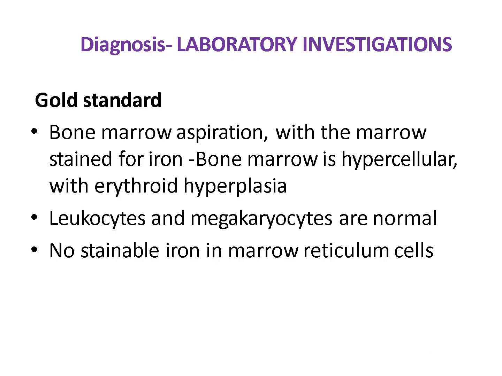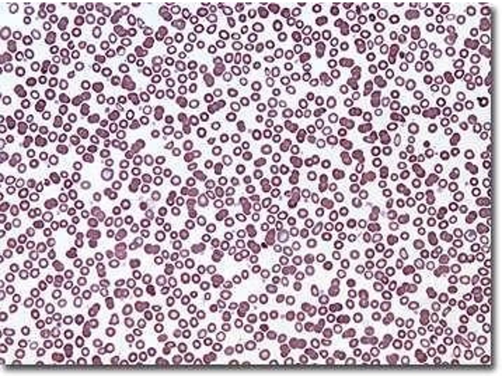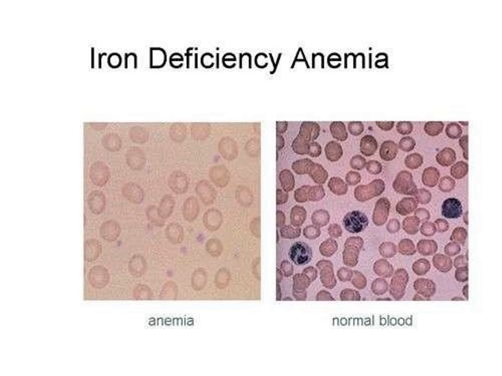The bone marrow aspiration examination shows the bone marrow is hypercellular with erythroid hyperplasia. Leukocytes and megakaryocytes are normal. There is no stainable iron in marrow reticulum cells. This slide shows a normal peripheral blood smear, and an anemic peripheral blood smear, in which there is a smaller number of RBCs present here.